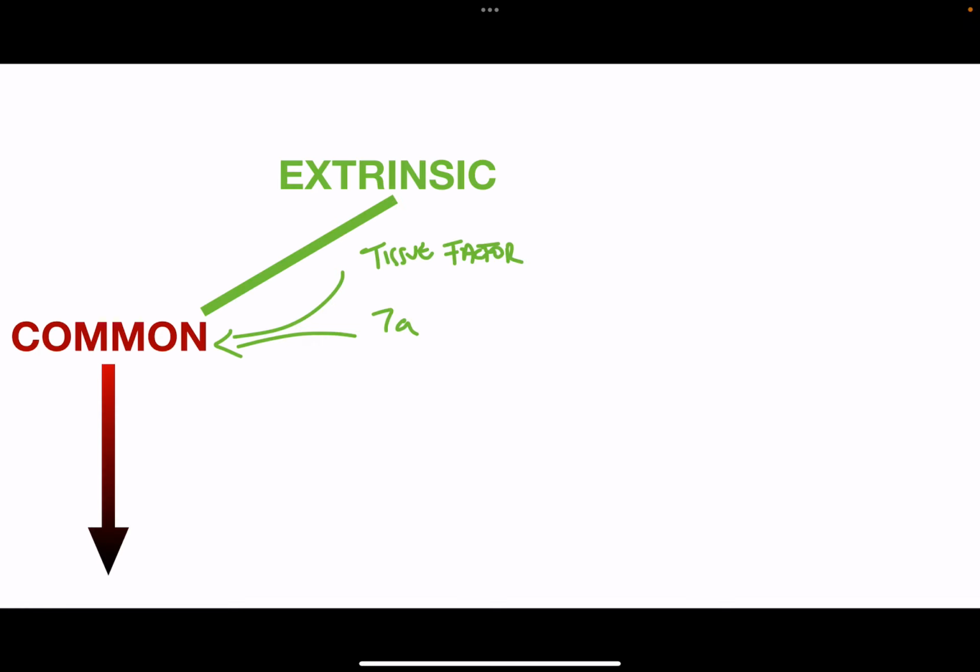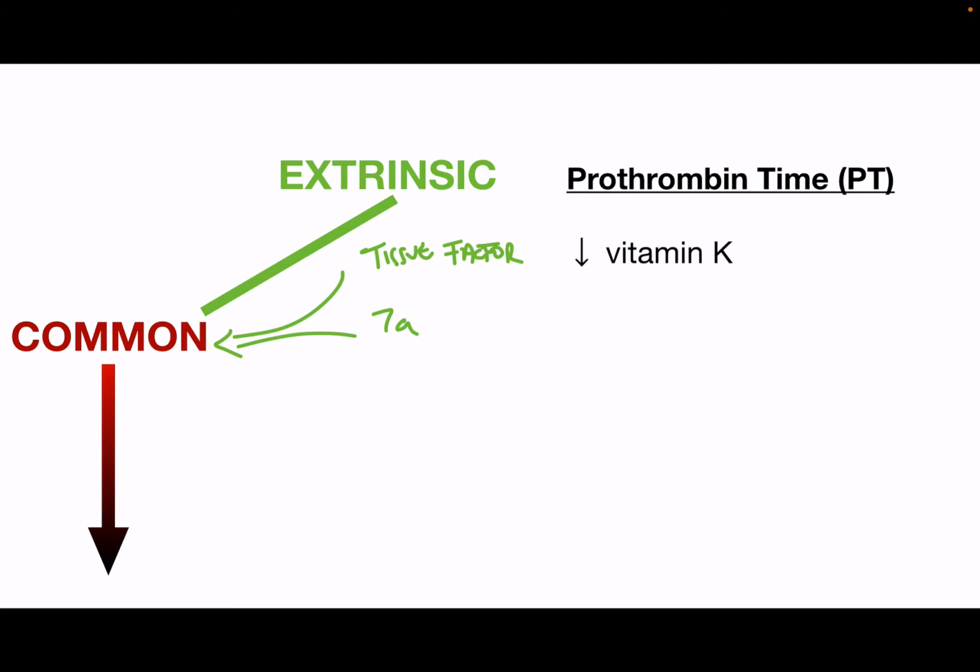So in terms of the labs, just have a quick look at this and try and remember for a second what lab tests we use to explore the extrinsic and the common pathway. So you've had your second and it's prothrombin time. So a prolonged prothrombin time can be due to a few things, but oftentimes we think of a reduced amount of vitamin K, for example, or vitamin K dependent factors being depleted or inhibited.